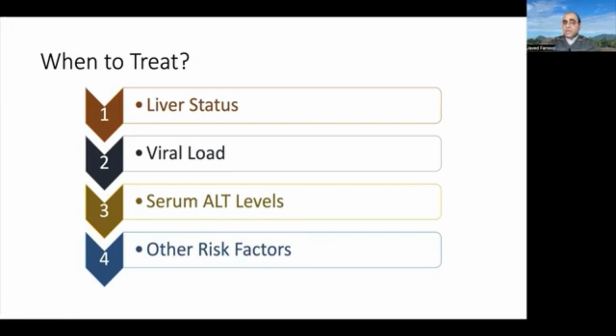So the first factor which decides whether you should treat a patient or not is the liver status. If the liver status is not answering your questions whether the patient needs treatment or not, then you go for the viral load. And when viral load cannot help you, then comes the role of serum ALT levels. And when all these things, the liver status, viral load, serum ALT level, cannot give the clear answer whether the patient should be started on antiviral treatment or not, then the other risk factors come into play. I'll explain this 4-step strategy in the coming slides.